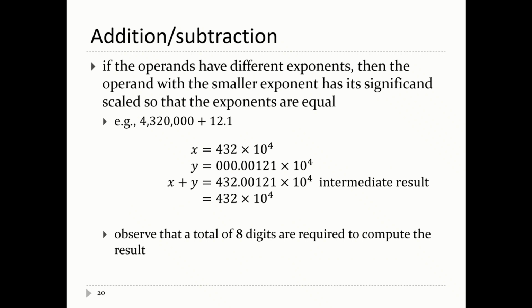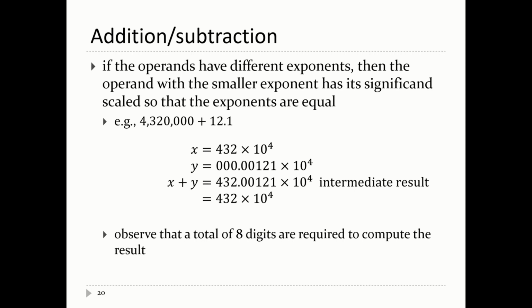Now if they have different exponents, you have another problem. If you have operands with different exponents, then for the operand with the smaller exponent, you scale its significand so that the exponents are equal. Here I've got 4 million, and here I've got 12.1. So what's 4 million? Well, it's 432 times 10 to the 4.